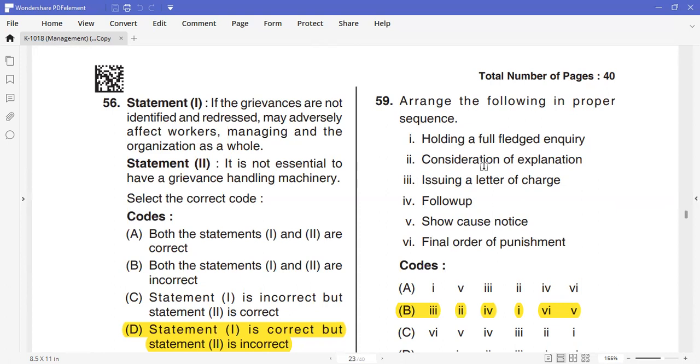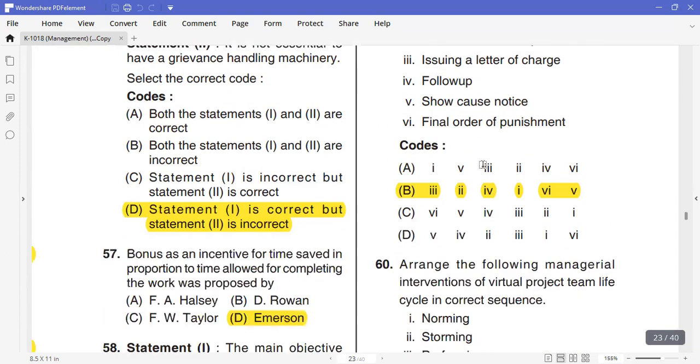Arrange the following in a proper sequence. The first one is 3, issuing a letter of charge. Next is 2, consideration of explanation. Then 4, follow up, and first, holding a full-fledged inquiry. Then 6, final order of punishment. And the fifth one is the show cause notice. This is how proper disciplinary action is taken on an employee. So this is the process for disciplinary action or for issuing a show cause notice.